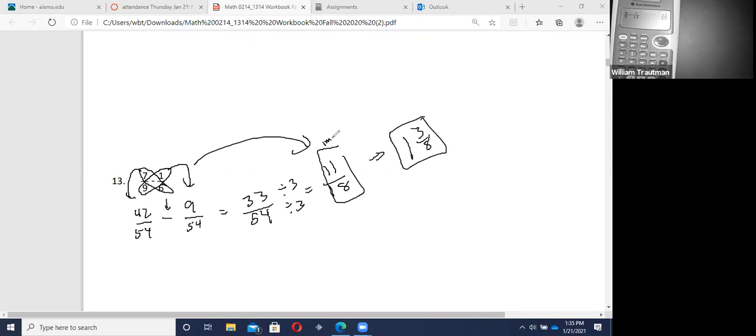This is the improper answer. This is the mixed number answer. Don't forget 11/8. 8 goes in 11 one time. So the answer is 1. This is the top. And this is the bottom.